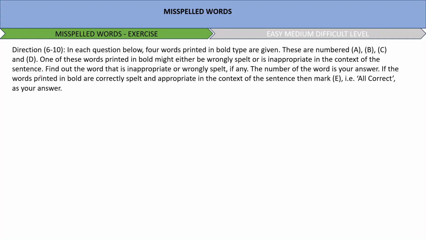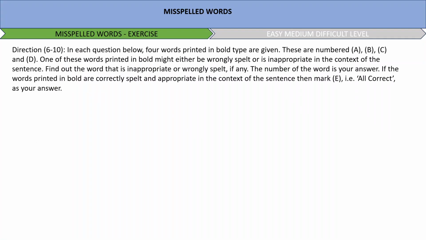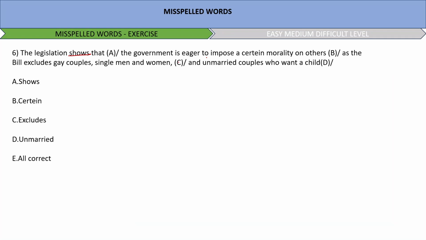Next, in each of the following below, okay, same. There are certain words which are not underlined, but you have to figure out which one of the following is wrong. Let's read once again. One of these words printed in bold might be wrongly spelled. Okay, we have to understand which one of the following words is wrong.